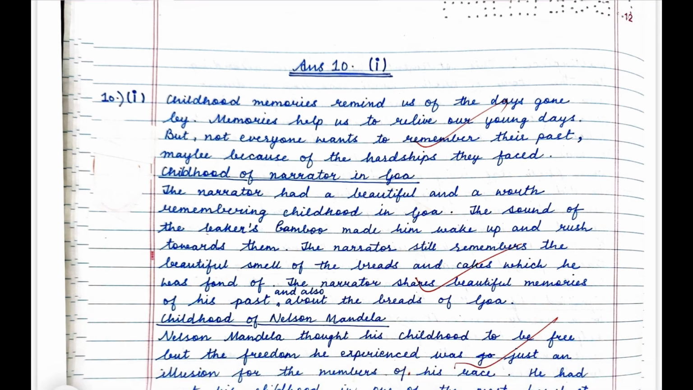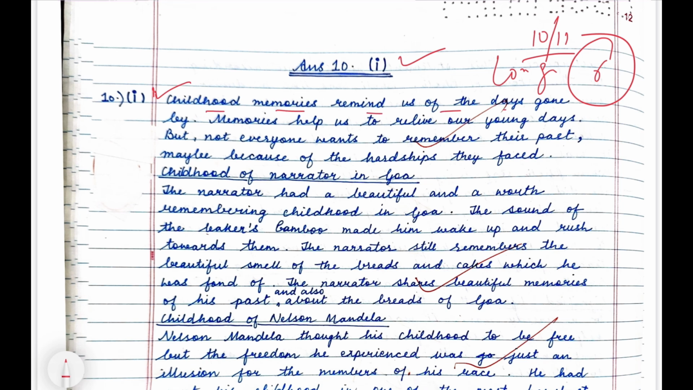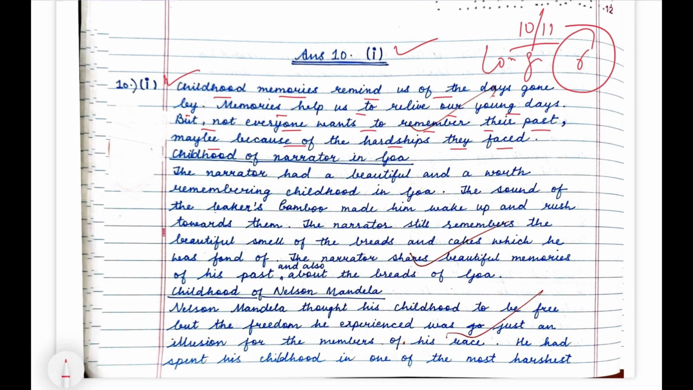Now, this is about the last two questions, question number 10 and 11, long answer type questions, that will be of 6 marks. The question is about comparing the childhood of the narrator in Goa and the childhood of Nelson Mandela. First, the writer has mentioned childhood memories. Childhood memories remind us of the days gone by. Memories help us relive our young days, but not everyone wants to remember their past, maybe because of the hardships they faced during their childhood.